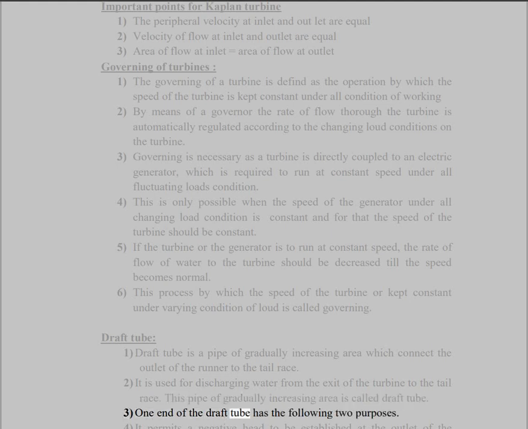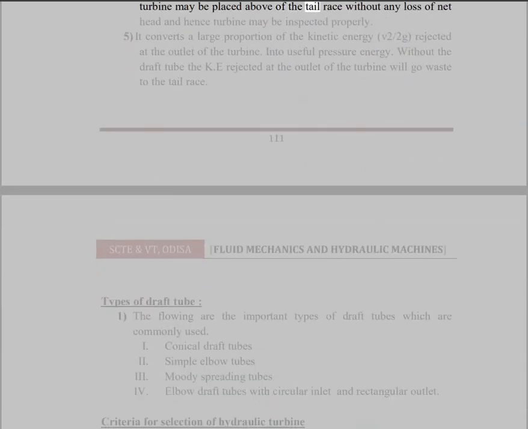3. One end of the draft tube has the following two purposes. 4. It permits a negative head to be established at the outlet of the runner, and thereby increases the net head on the turbine. The turbine may be placed above the tail race without any loss of net head, and hence the turbine may be inspected properly. 5. It converts a large proportion of the kinetic energy, V²/2g, rejected at the outlet of the turbine, into useful pressure energy. Without the draft tube, the kinetic energy rejected at the outlet of the turbine will go waste to the tail race.